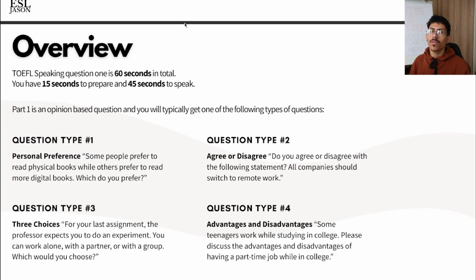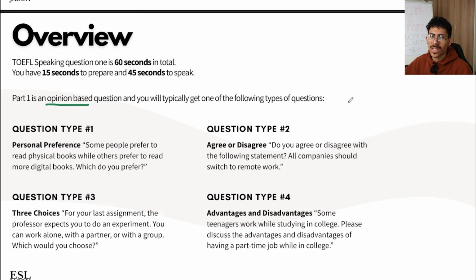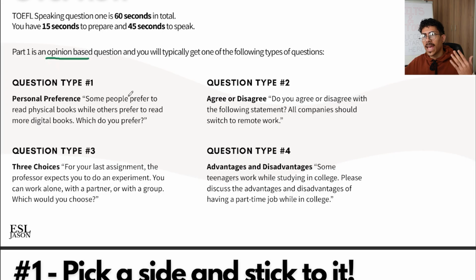But out of all of the questions in the TOEFL, question one is the best in my opinion. That is because it is an opinion-based question. So you are free to talk about whatever you want in the theme of the question. You typically get four types of questions. You get a personal preference, an agree or disagree, three choices to choose from, or advantages and disadvantages.